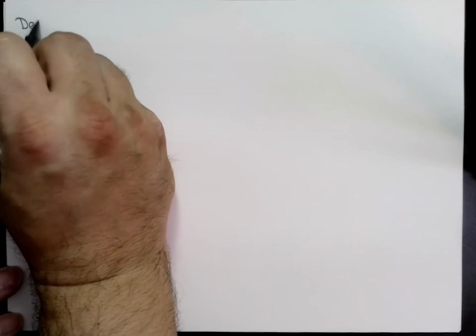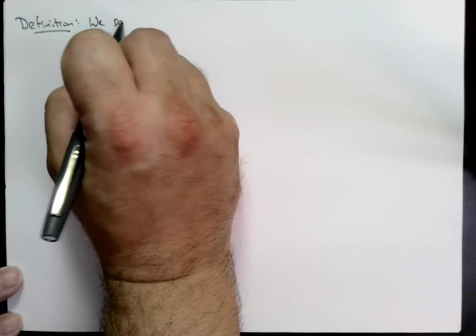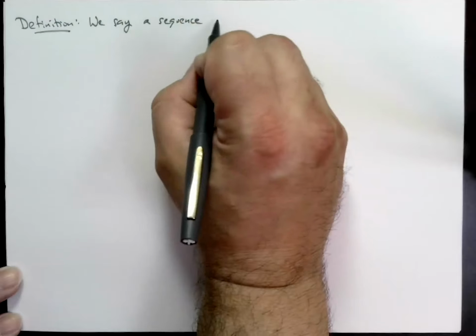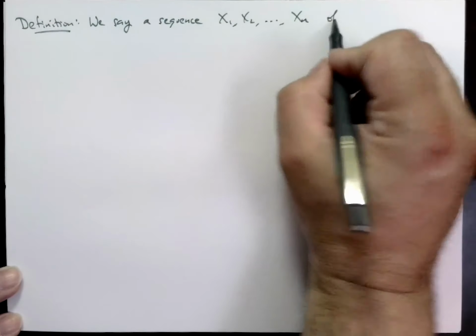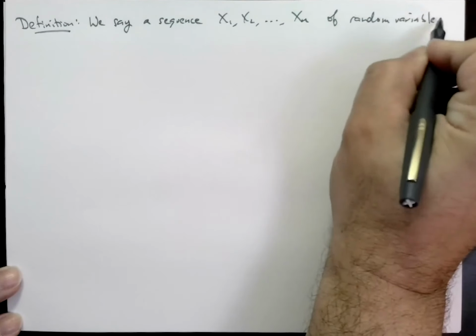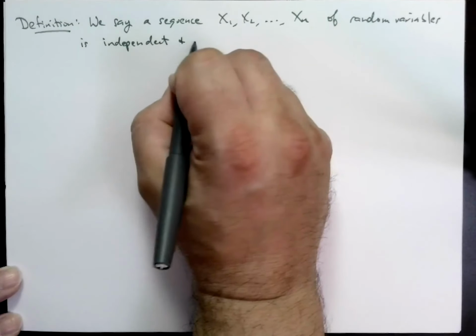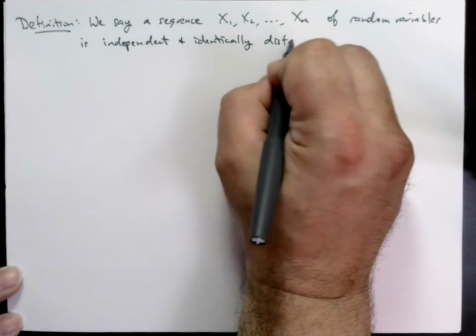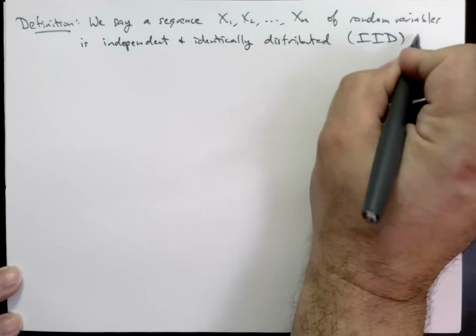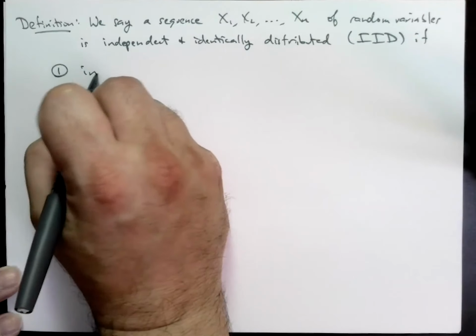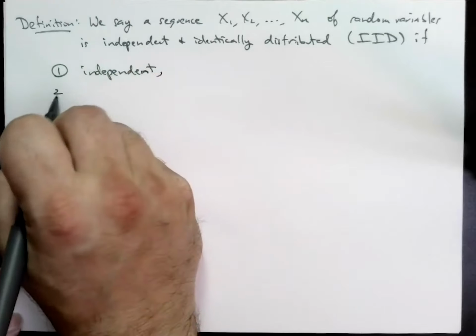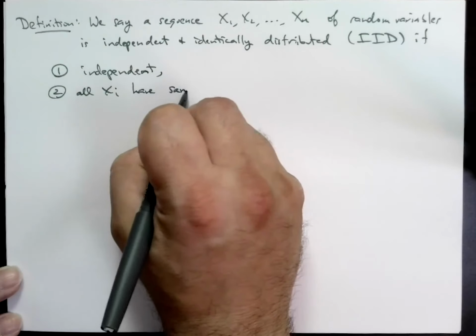We say that a sequence of random variables is independent and identically distributed, which is sometimes abbreviated IID, if two things are true. Number one, they're independent, and number two, they all have the same probability distribution. Specifically, the probability distribution for x1 is the same as for x2, which is the same as for x3, and so forth. Now we can prove a theorem.